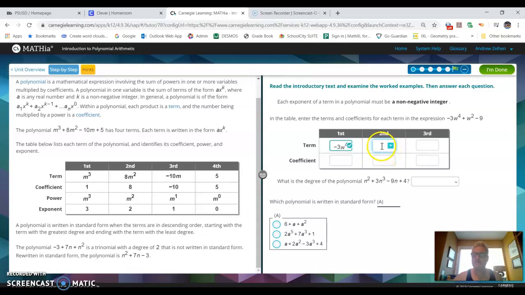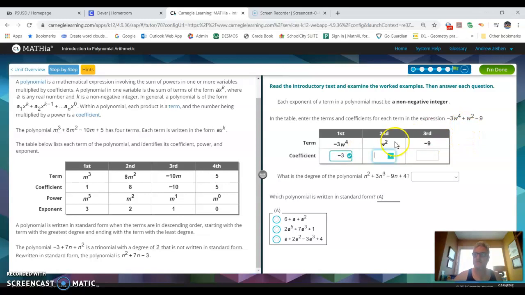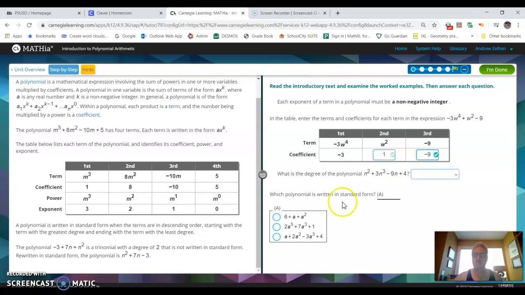Go ahead and enter. My second term is w squared. Hit enter. The third one is a constant. Now don't forget the negative. That's negative 9. The coefficients are just the numbers that are out in front. So that's a negative 3. Remember that there's a 1 always there, even though it's not written there. And then, of course, that's still negative 9 for the last one.